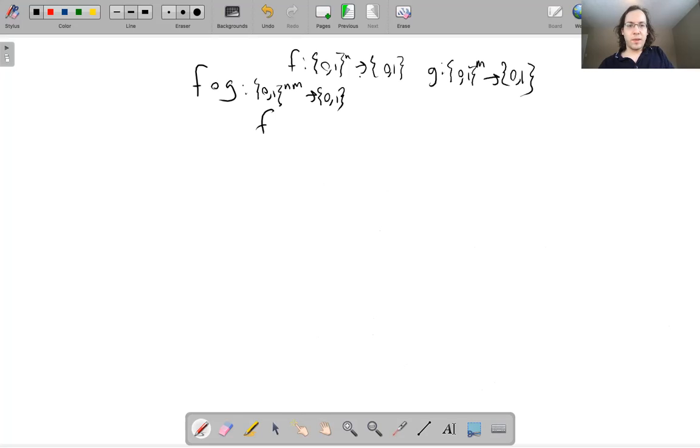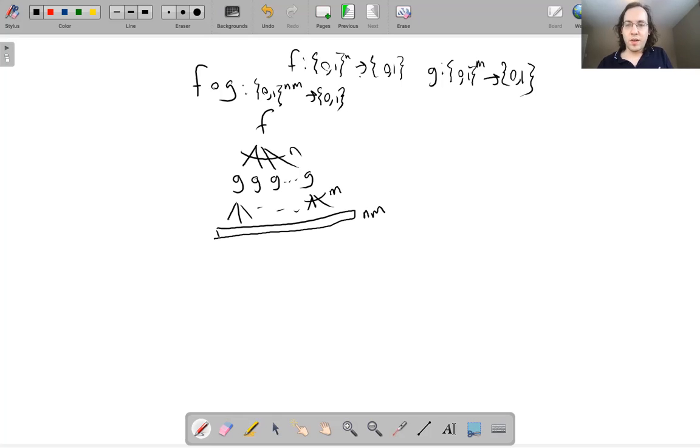And the way it's defined is basically we take f and we plug in n copies of g, each of which takes m copies. So here this is m, and this is n. So the final string at the bottom is length nm. Okay, and so this defines a Boolean function, which is the composition of f with g.